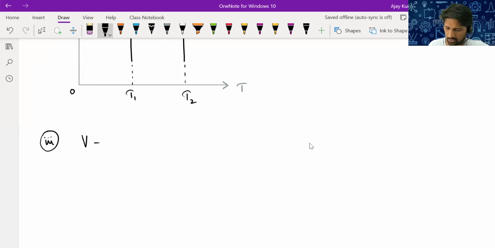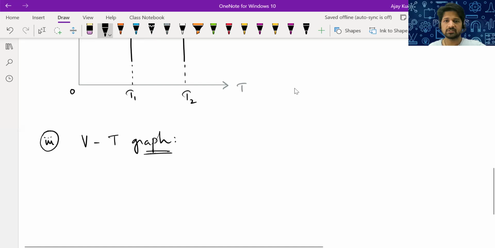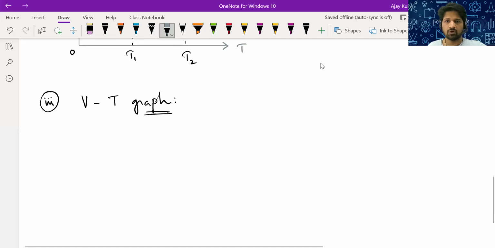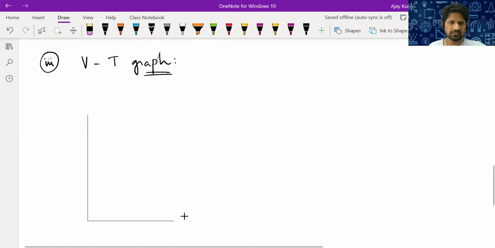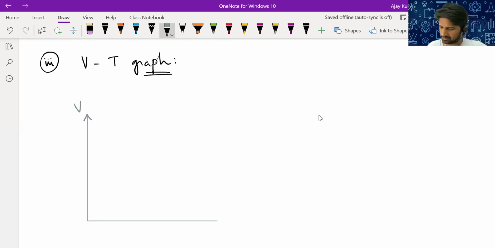Next, volume temperature graph of an isothermal process itself. We are still dealing with isothermal process. In volume temperature also, temperature is constant, so volume will be the only thing changing. So it depends whether you want to take the temperature on x-axis or y-axis, it is your choice, or it will be given in the question.